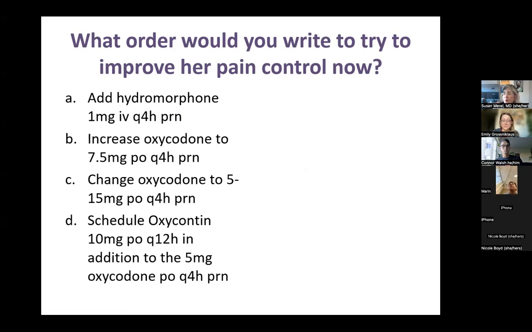Would you add IV hydromorphone? Would you increase the oxycodone to 7.5 milligrams every 4 hours as needed? Would you change the oxycodone to a range dose of 5 to 15 milligrams every 4 hours? Or would you schedule OxyContin or long-acting oxycodone?